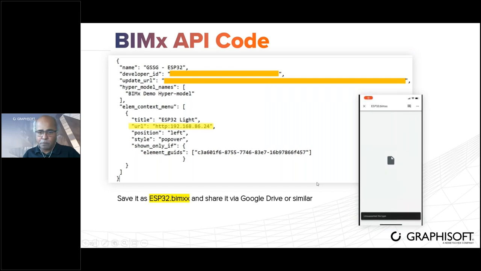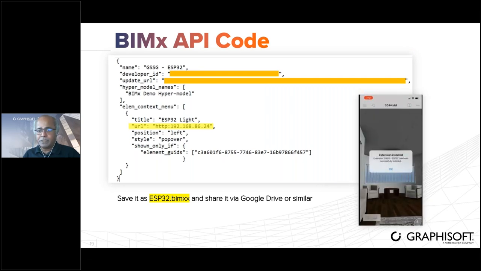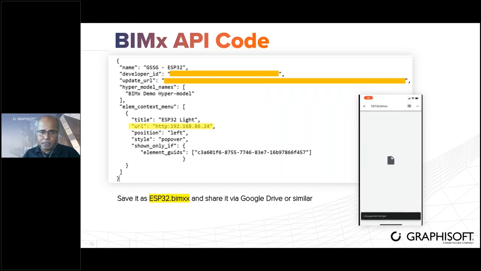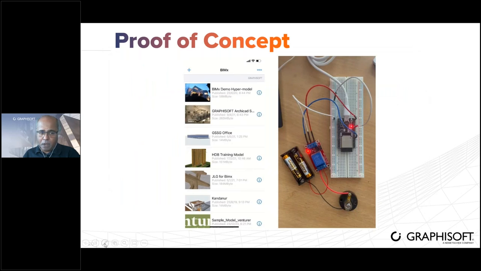I'm downloading it from Google Drive, right? So I click and say open with, right? So I open in and it will prepare for me. It shows me the application, so I can choose BIMx and the extension is installed, right? That's quite straightforward and simple, right? So you can do that. Okay, so that's how I did that.